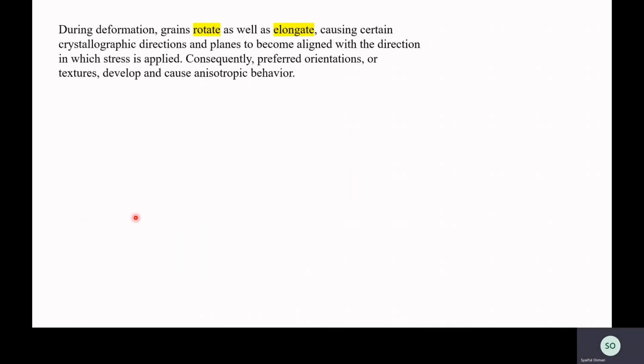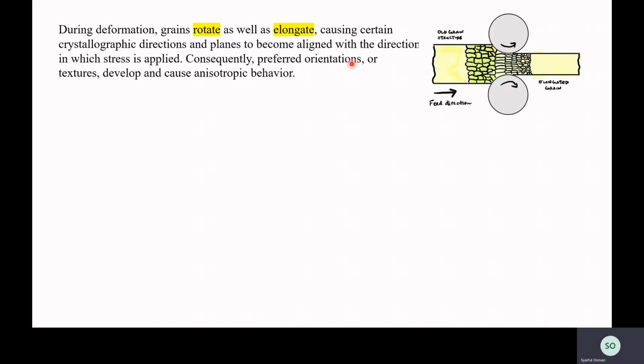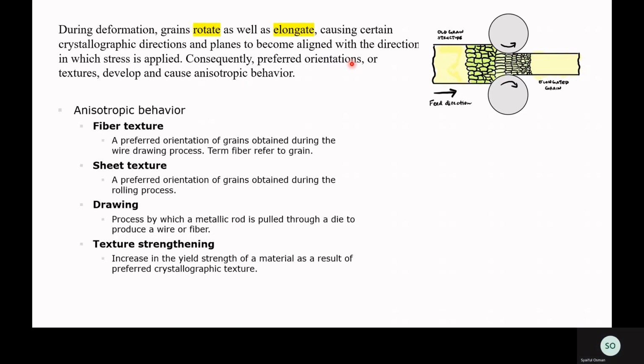During deformation, the grains will rotate as well as elongate, and this will cause certain crystallographic directions and planes to become aligned with the direction in which we apply stress. As a result, preferred orientation or textures will develop and cause anisotropic behavior. Some examples of anisotropic behavior are fiber textures, sheet textures, drawing, and texture strengthening.